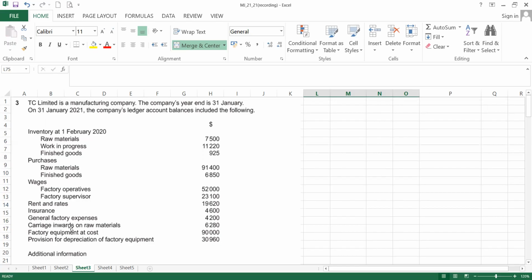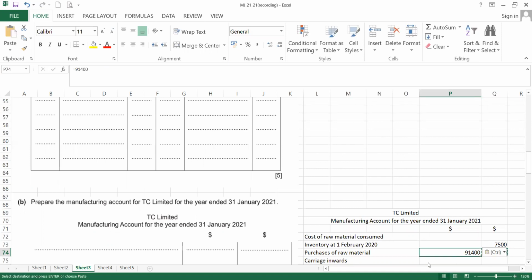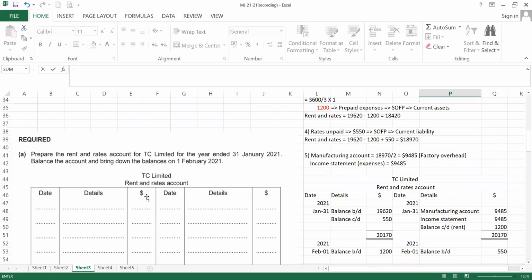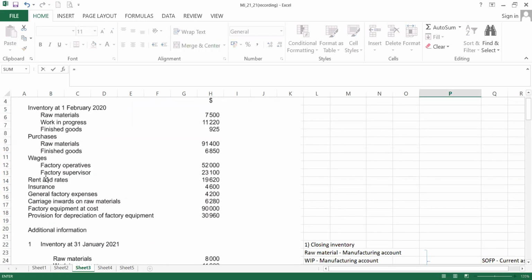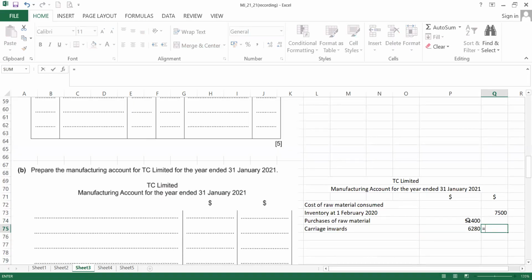Okay, see if there is any additional information. They have the carriage inward on the raw material. So we have to add carriage inward for the raw material. Okay, let me put it into the first row. The carriage inward is 6280. Okay, at the top total. There's no return.